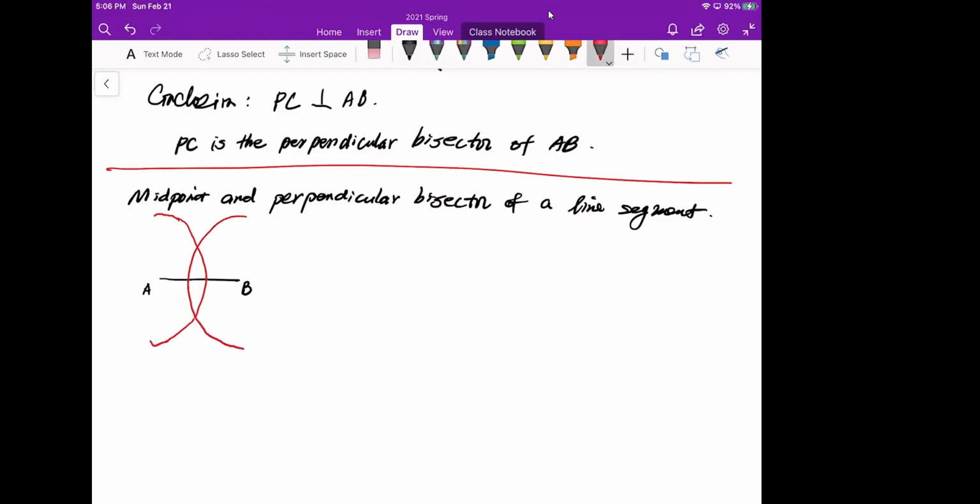So I get the two intersection points, right? One I call C, the other one I call D. And then as you can imagine, I just connect C and D, right? And then that is the perpendicular bisector. And the intersection point, that must be the midpoint. All right, and then we are done for this one.